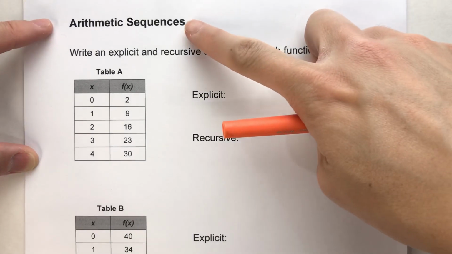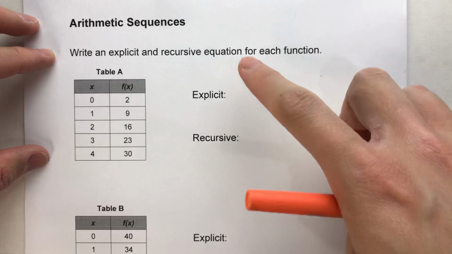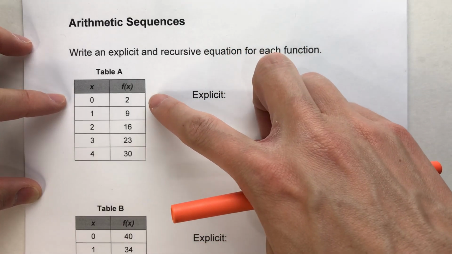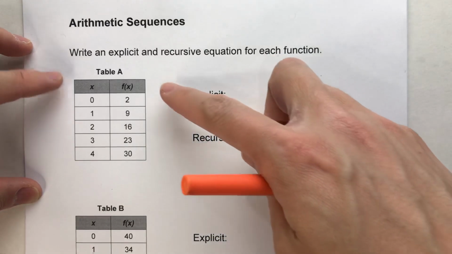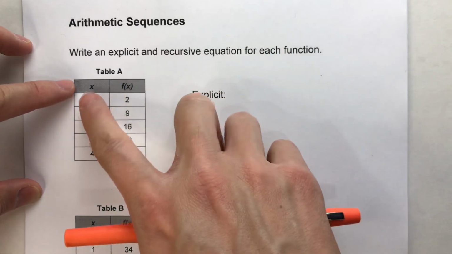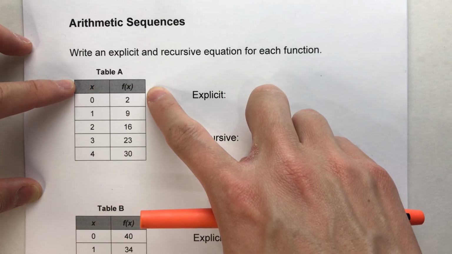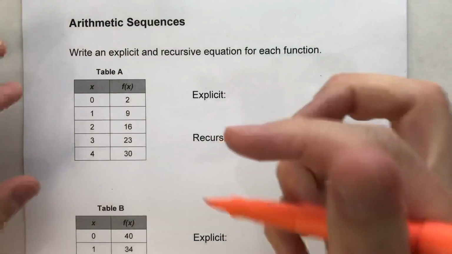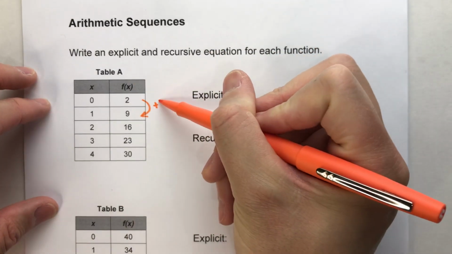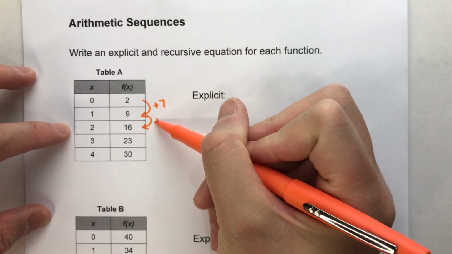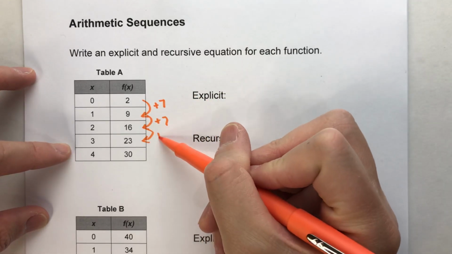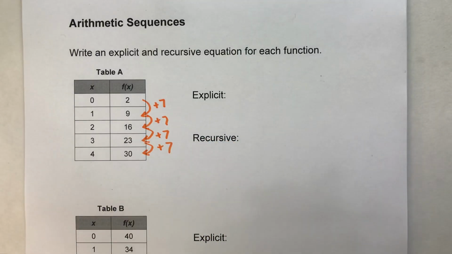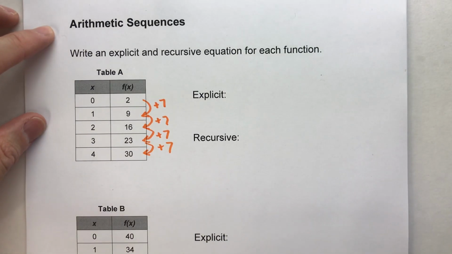So today we're looking at arithmetic sequences. An arithmetic sequence is a sequence of numbers that's increasing or decreasing by the same amount every single time. For example, take a look at table A. Notice we've got x and f of x, and as x is going up by 1, f of x every single time is increasing by 7. Every single time, we're just adding 7 to get the next number in the sequence. So that makes it an arithmetic sequence.